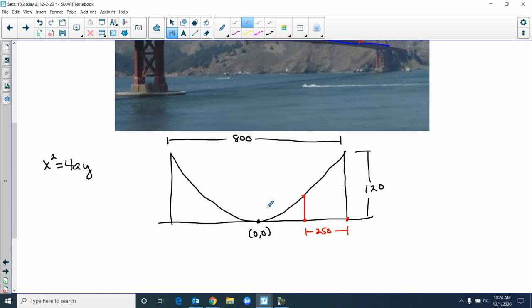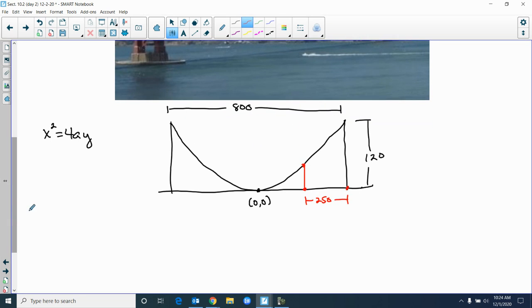Well, we need to figure out the a value. We need to figure out the equation first, and then we go from there. It doesn't ask us where the focus is, so we're not concerned with that, but we still need the equation. Similar to the last problem, I don't know x, a, or y, so you need to use a point on the graph. From the information we've been given, this point right here is going to be (400, 120). The whole thing is 800. If I let (0, 0) be right in the middle, I'm going to go 400 to the right, 120 up.